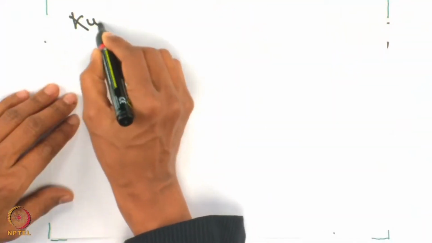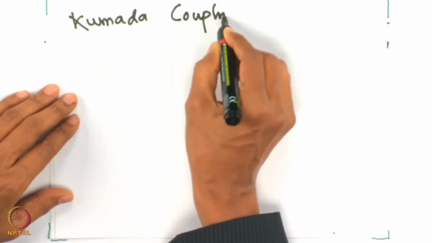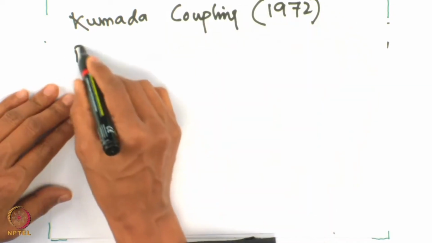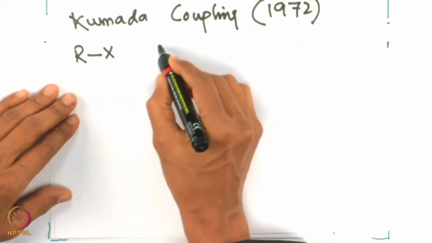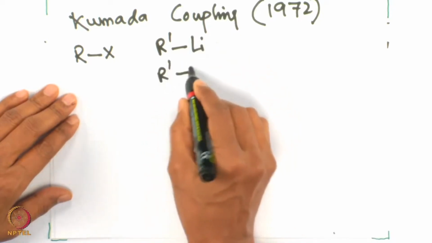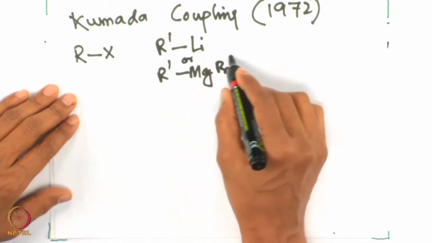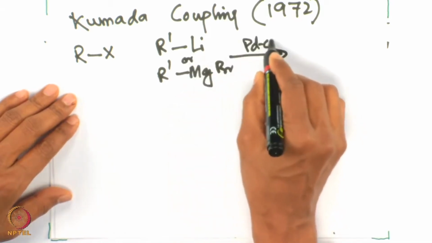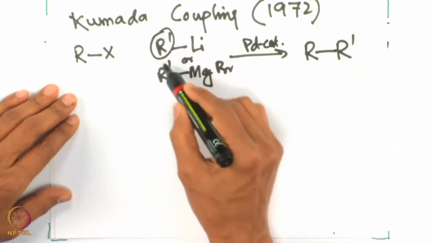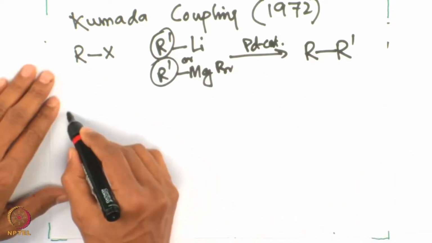So, Kumada coupling was discovered in 1972. That is one of the golden eras, I would say. RX with RLi or RMgBr, any of these, in the presence of a palladium catalyst would give you R prime. One of those R and R prime will be utilized.